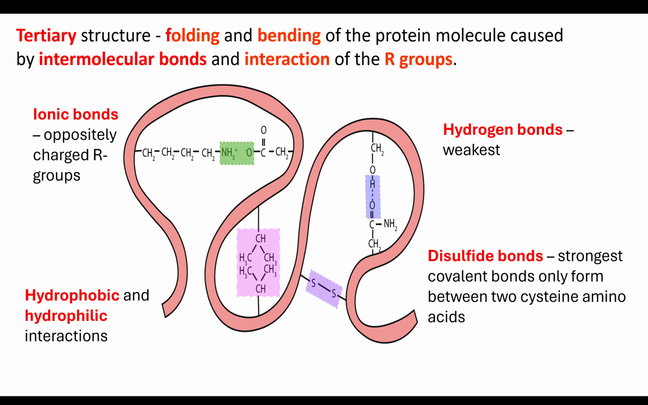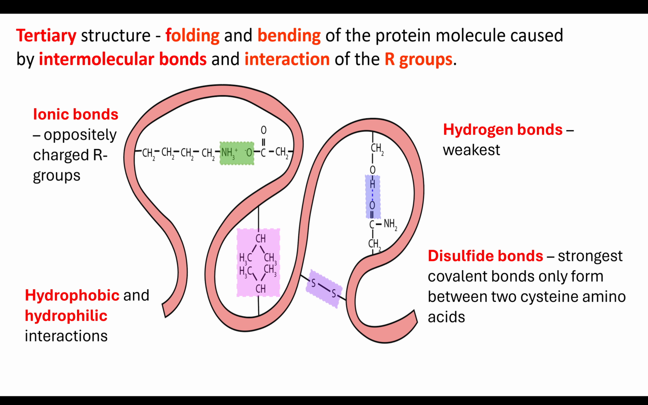Now, the one that I discussed before was about the cysteine. If there is cysteine in the polypeptide chain, then two cysteines will form what's known as disulfide bonds. These are the strongest covalent bonds, which are formed between those two sulfurs which are found in those cysteine amino acids.